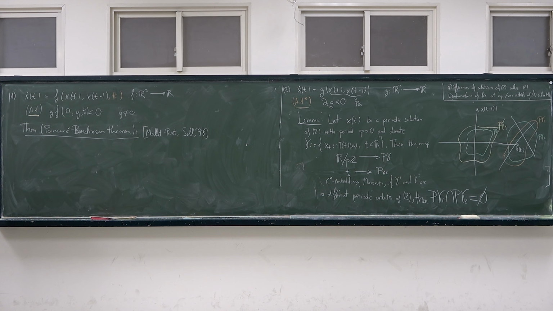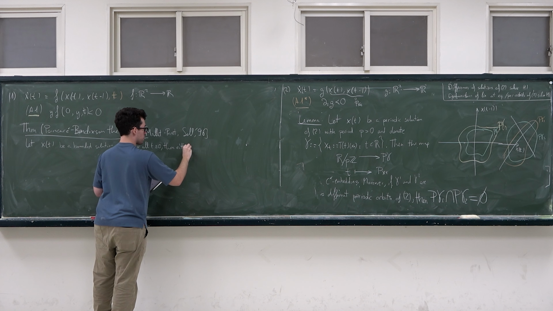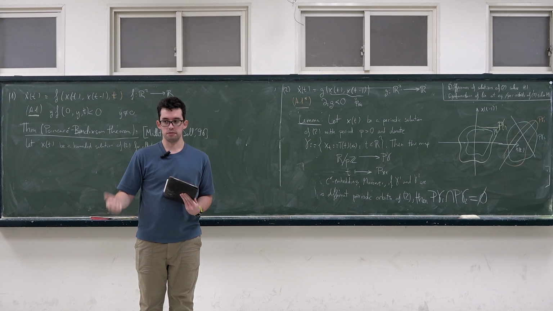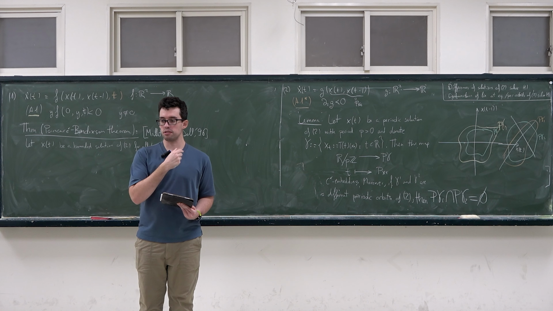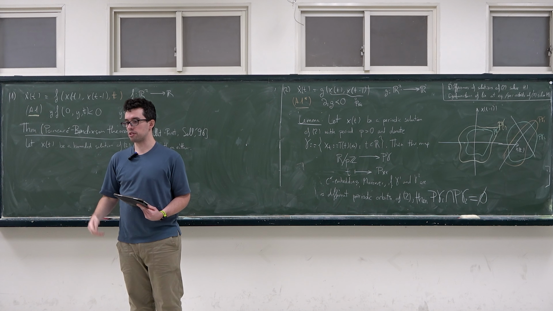Yes, and the Poincaré-Bendixson theorem essentially says the following. Let x(t) be a bounded solution of (2) for all t positive. So when we talk about omega limit sets, this is an advantage over considering a global attractor. When we talk about omega limit sets, we only have to concern ourselves about the forward time direction.